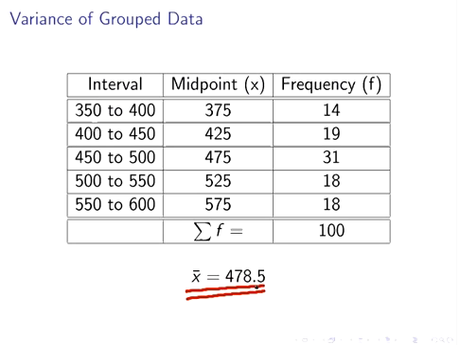478.5. Okay, just as another remark, this is the frequency table, the column of frequencies, and the sum of those frequencies is equal to 100. That's the sum of frequencies there, and that value is equal to 100. Okay, so moving on.